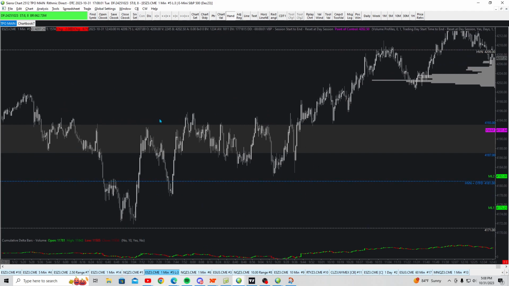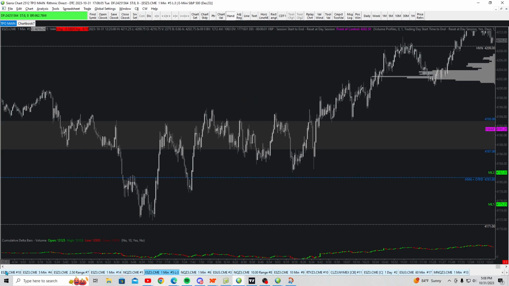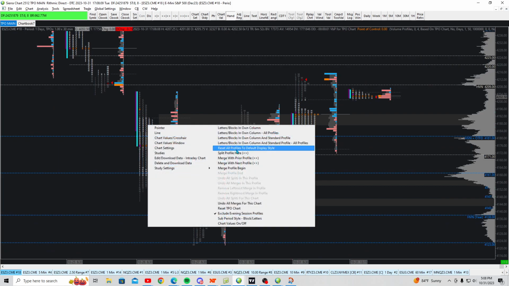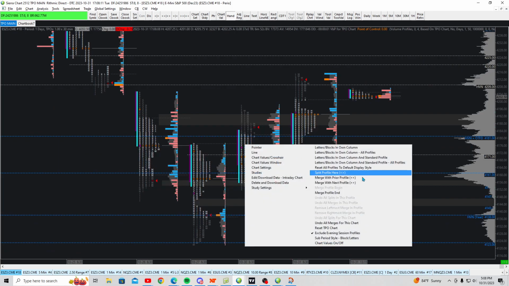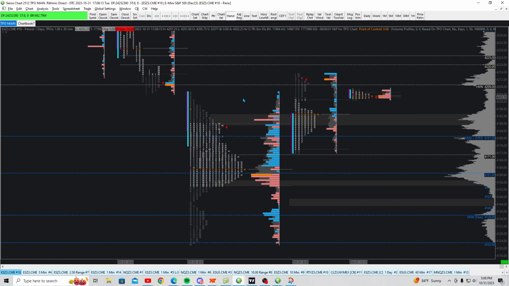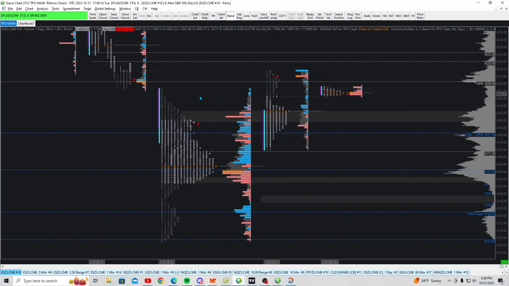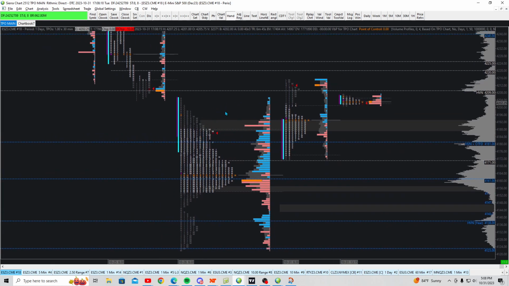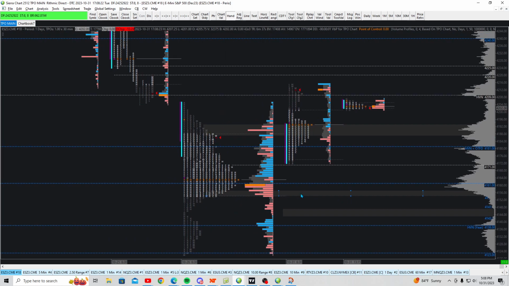There was actually one part of today that was really confusing me. We can go over that too. Remember we were talking about when we're in balance, in a 3-day balance here, merge the profiles, and what are the levels we focus on? Structures within it: value area high, value area low.